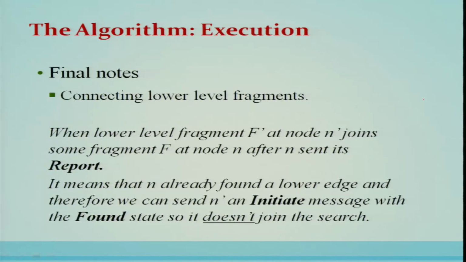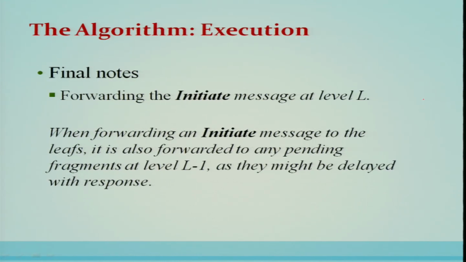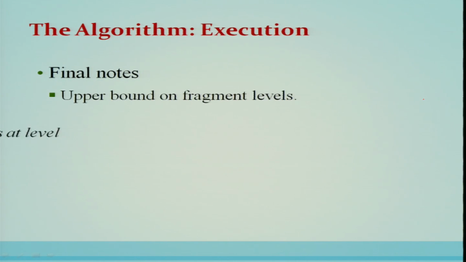When a lower level fragment F prime at a node n prime joins some fragment F at a node n after n sends its report, it means that n already found a lower edge, and therefore we can send n prime an initiate message with the found state, so it doesn't join the search. Forwarding the initiate message at level L: when forwarding an initiate message to the leaves, it is also forwarded to any pending fragments at level L minus 1, as they might be delayed with the response.